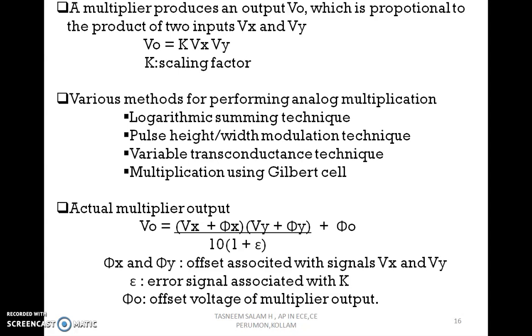factor. There are different methods for performing analog multiplication. They are logarithmic summing technique, pulse height or width modulation technique, variable transconductance technique, and multiplication using Gilbert cell. Actually, multiplication at the output means we expect only the product of Vx and Vy. But here we can see that there are offset voltages and also error signals at the output.